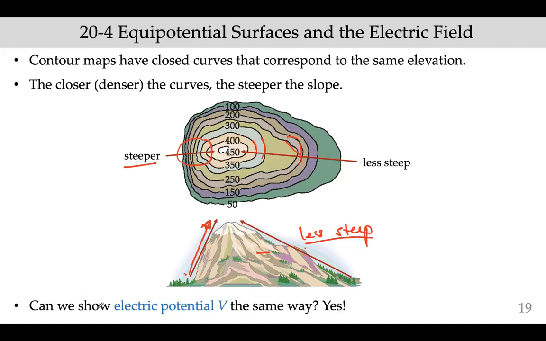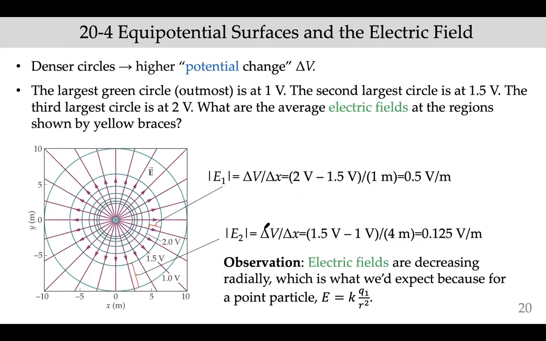Now, can we show electric potential V the same way? And the answer is yes. So here, we will have circles, and denser circles would correspond to higher potential change.